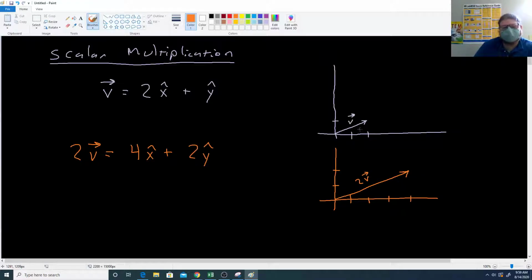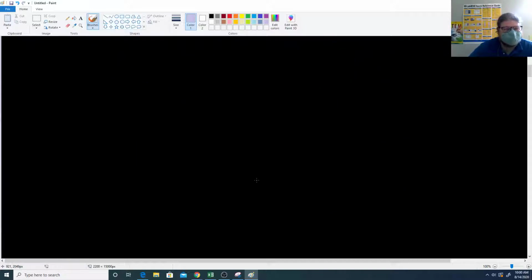Comparing it with vector v, basically this vector here is twice as long as the original vector it came from, which makes sense because multiplying by 2, we think of as doubling. If we did 3v, that would be 3 times as long as this vector. But the orientation, the direction, is still the same. So when you do scalar multiplication, it doesn't change the direction of the vector. So next thing we want to do is vector addition.